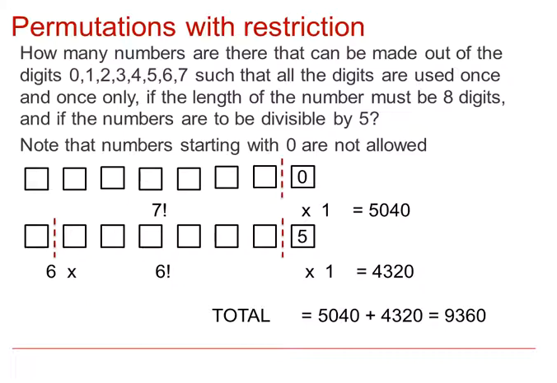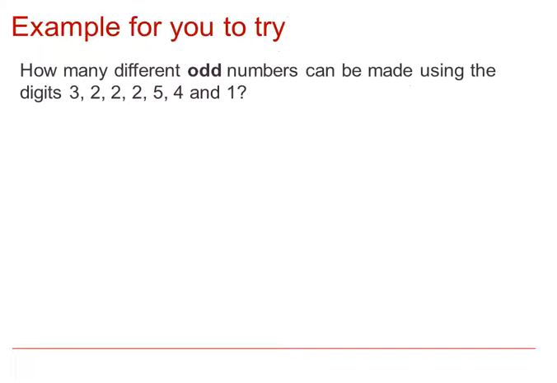So here we have it written out a little more neatly with the actual figures for 5040 and the 4320 permutations. You can see the use of permutations here, and I really would not have wanted to list all those numbers. In total then that gives 9360. Here is an example for you to try.